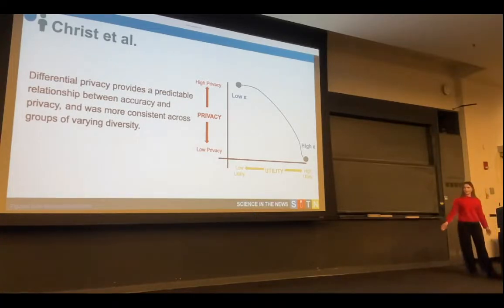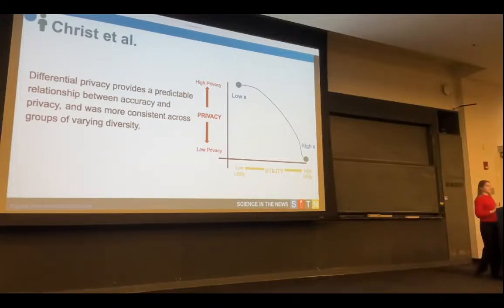So as we talked about before, there's a relationship between parameter values, privacy, and utility. And in our results, we see that differential privacy, as it promises, provides a consistent, predictable relationship between privacy and utility, regardless of group diversity or size. So we have that smooth relationship we see on the screen between those variables.